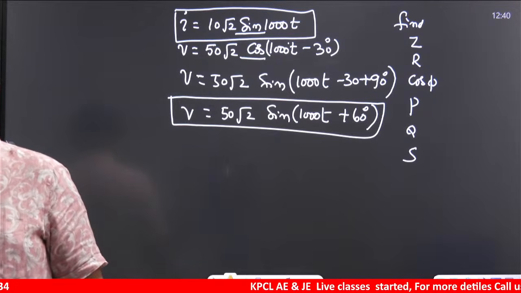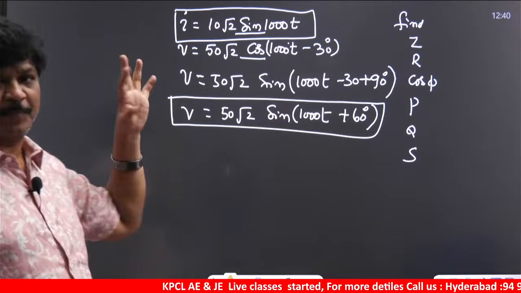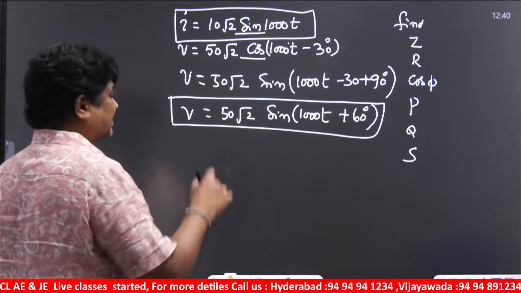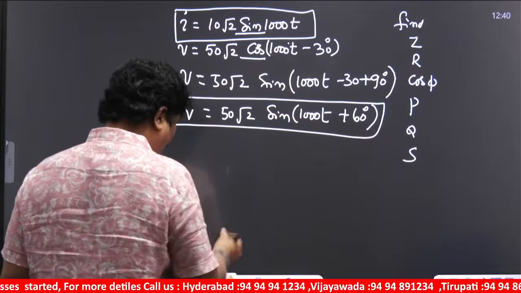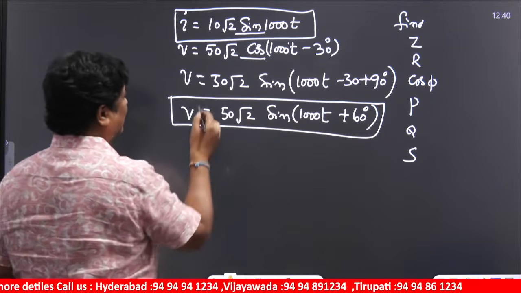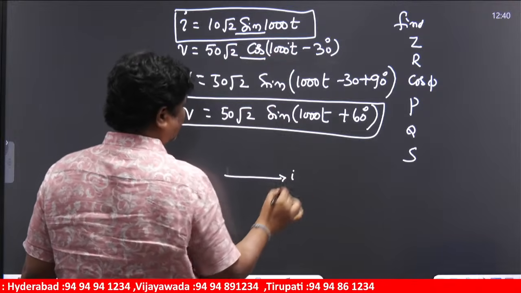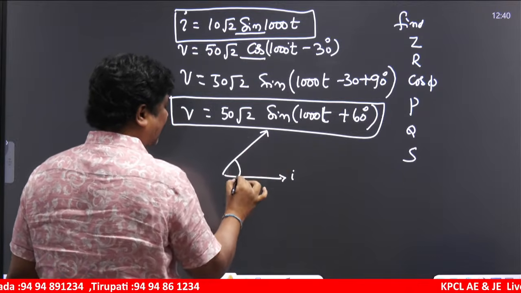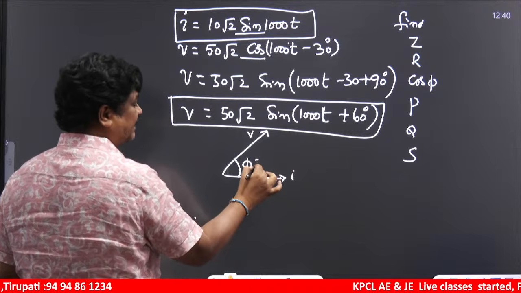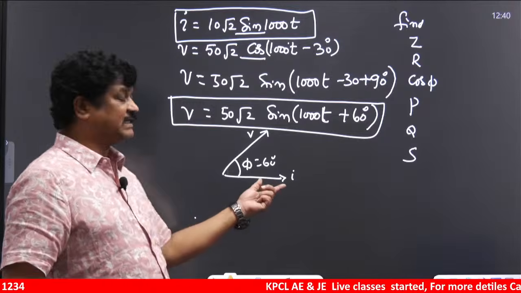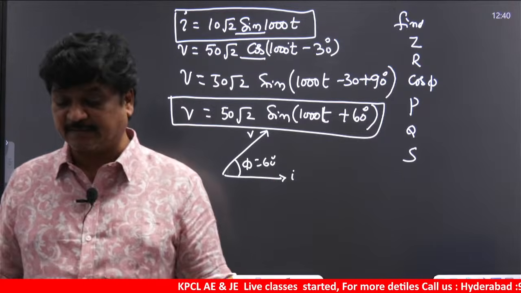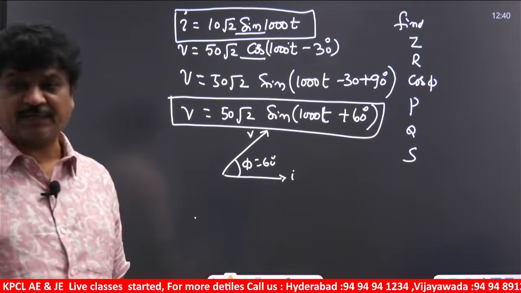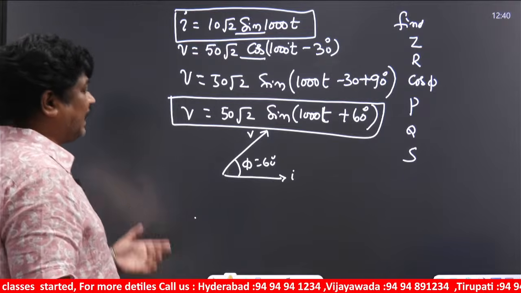Okay? Now here you follow your procedure. Whatever steps we made for the previous problem, same steps we can go. First of all, is it an RL circuit or not? That we have to identify. Current is here. Where is your voltage? Plus 60. The angle between this voltage and current is 60 degrees. Who is lagging? Current is lagging, by 60 degrees. That's why it is an RL circuit.